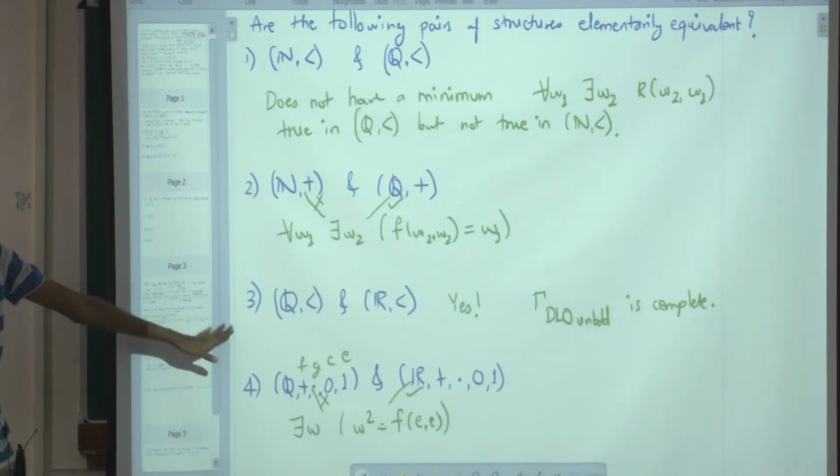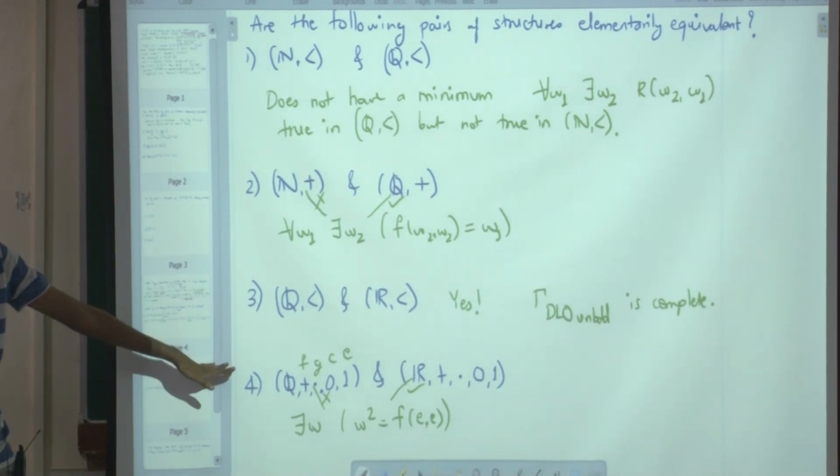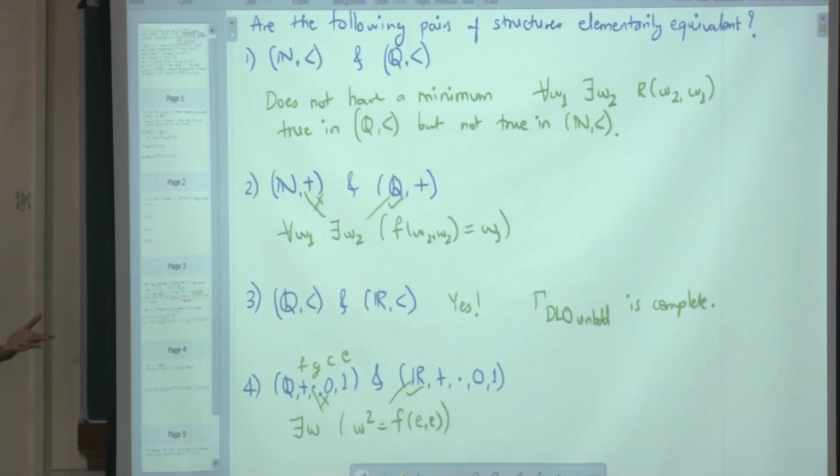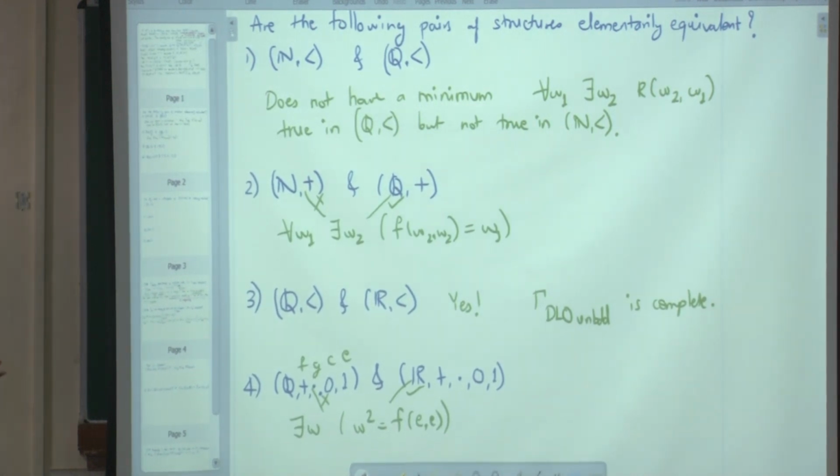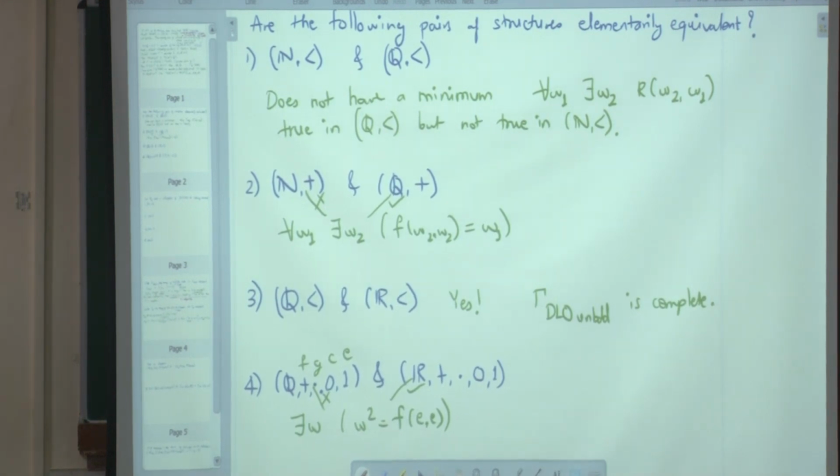So that's all you have to do. This is a very simple type of question. If you want to show two structures are not elementarily equivalent, you have to find a property which is true in one structure but not in another, and then you have to express it using a formula. Yeah, that part is essential.